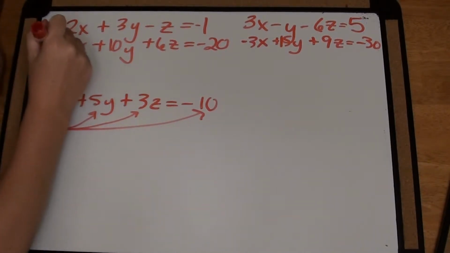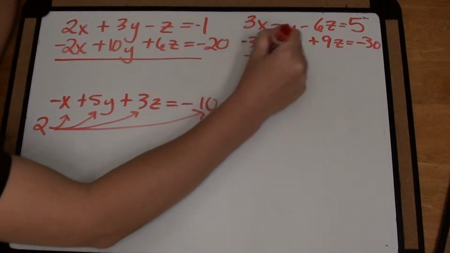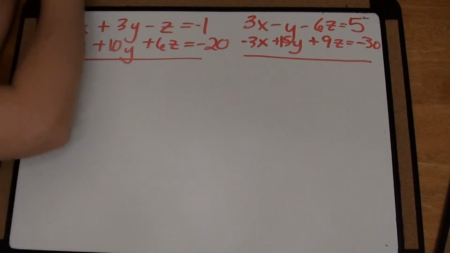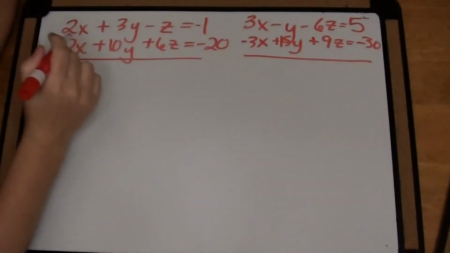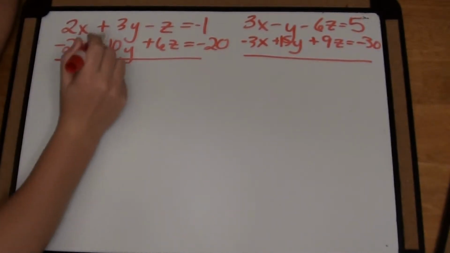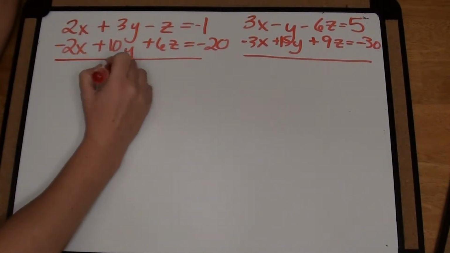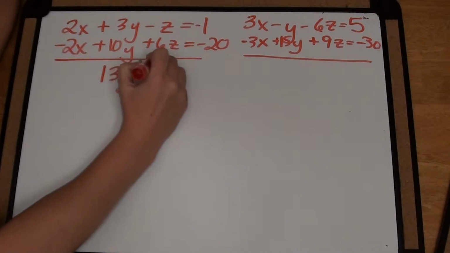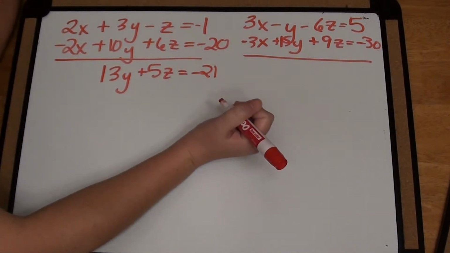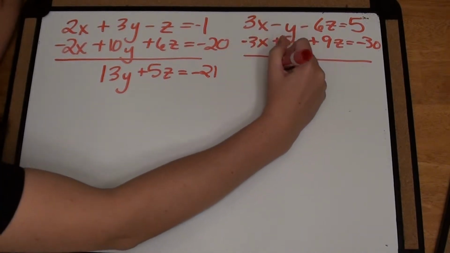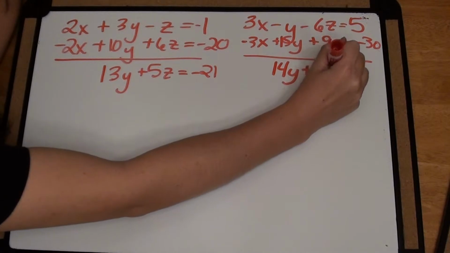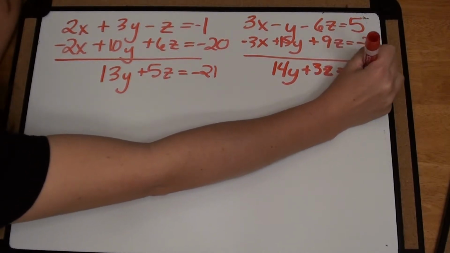Now what I'm going to do is go ahead and add the equations so that I'm going to get rid of this. So you can see that we've reduced, we no longer have an x. So if I add these equations together, 2, negative 2, that'd be 0x. 3y and 10y is 13y plus 5z equals negative 21. And then the other one will be 14y plus 3z equals negative 25.